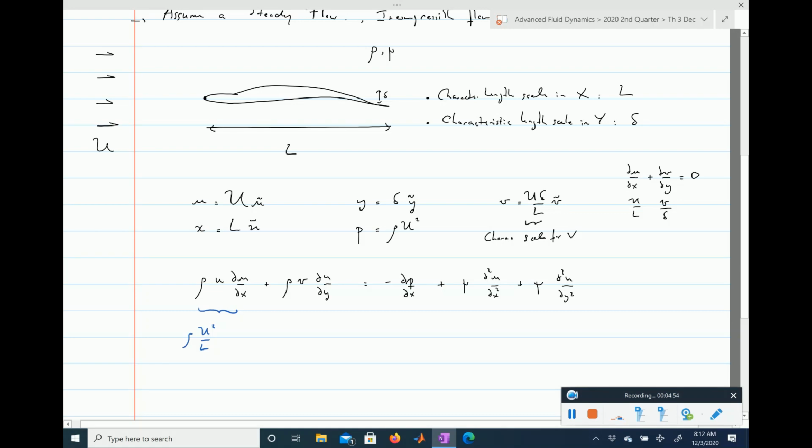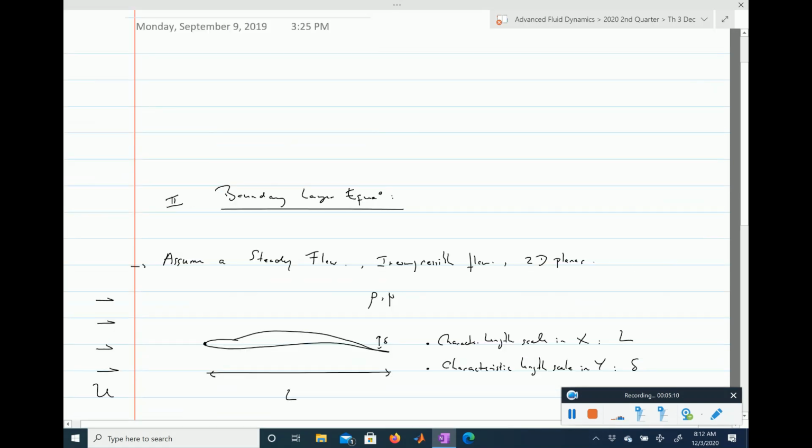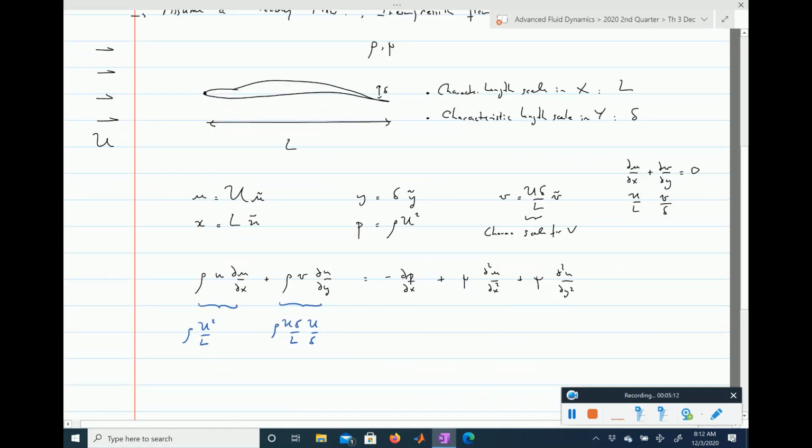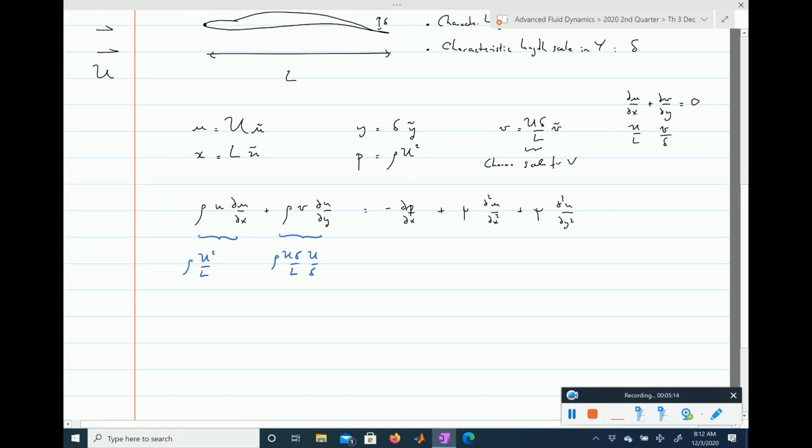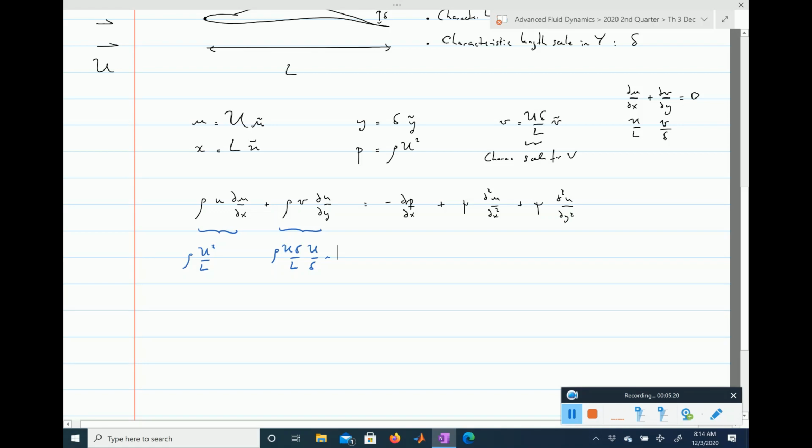We have a rho. V is now going to scale with u delta divided by L, and partial u partial y is going to scale with capital U divided by delta. Right, so that's our scale, and we see that the delta simplify, and that this whole thing now scales with rho u squared divided by L.